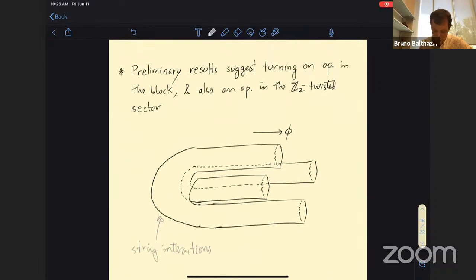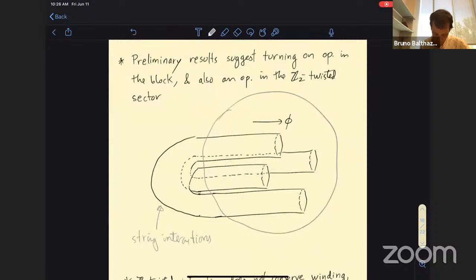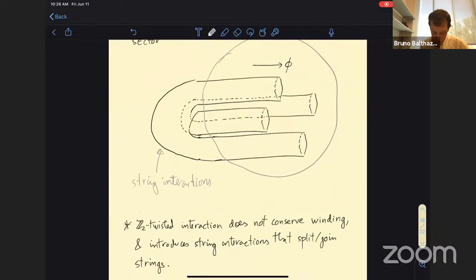Okay, so one way to think about it is that you have this asymptotic region here. And then once you go near the bulk, there's some interactions, some deformation that essentially allows the long strings to interact with each other. Of course, the Z2 twisted interaction is what you'd expect, because you want an interaction that does not conserve winding. So it allows the long strings to join and split. And it's exactly what a Z2 twisted deformation would do for you.